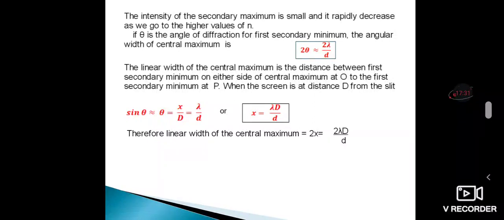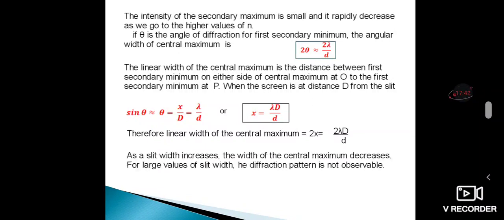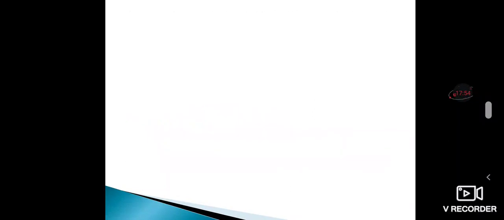X means it is only half of the portion, but 2x is the full, entire width of the central maximum, that is given by 2x equal to 2 lambda D by d. So as the slit width increases, the width of the central maximum decreases. For large values of slit width, the diffraction pattern is not observable.